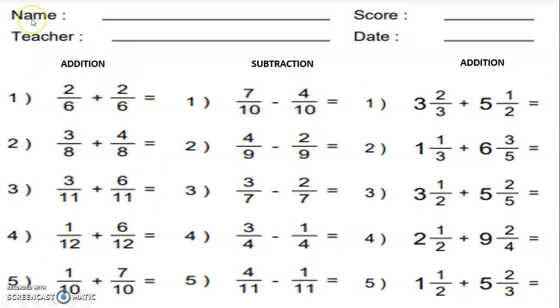Again, kids, don't forget to write your name or nickname. And then, don't forget to write your number. Okay? So we have here addition, this is 1, 2, 3, 4, 5. And then subtraction, 1, 2, 3, 4, 5. And then mixed numbers addition, 1, 2, 3, 4, 5. A total of 15. But I'm going to give you plus 5 points. So a total of 20 points.